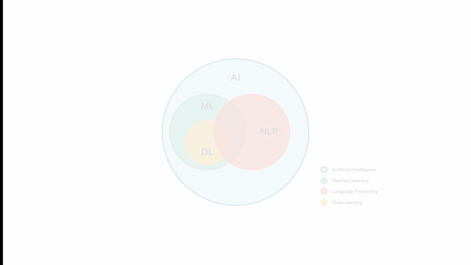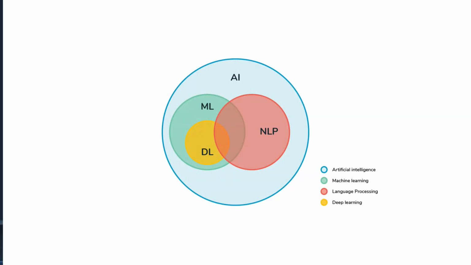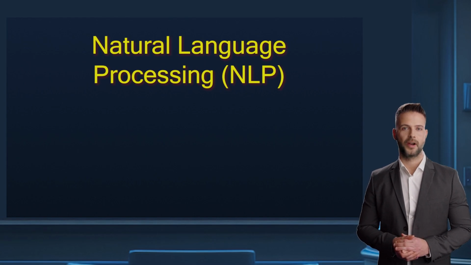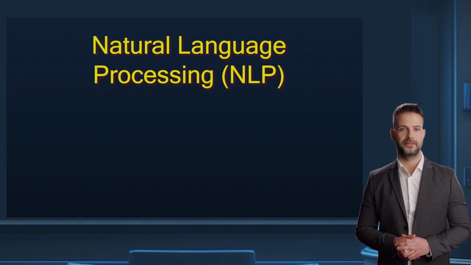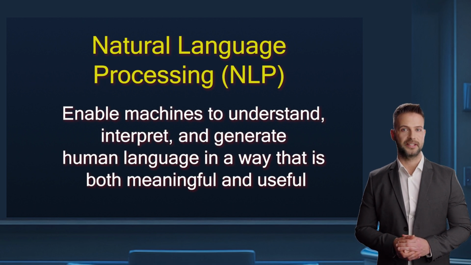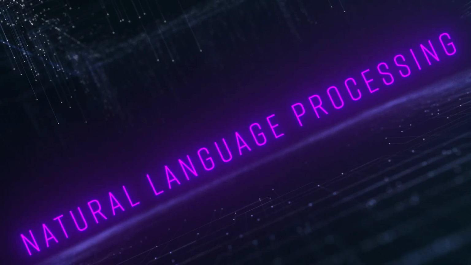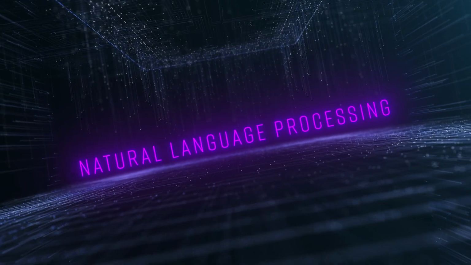So what is NLP? Natural language processing is a subfield of artificial intelligence that focuses on the interaction between computers and humans through natural language. Your mind is already blown, right? The goal of NLP is to enable machines to understand, interpret, and generate human language in a way that is both meaningful and useful. I mean, we are doing artificial intelligence, right? So very cool. This involves a combination of linguistics, computer science, and machine learning.